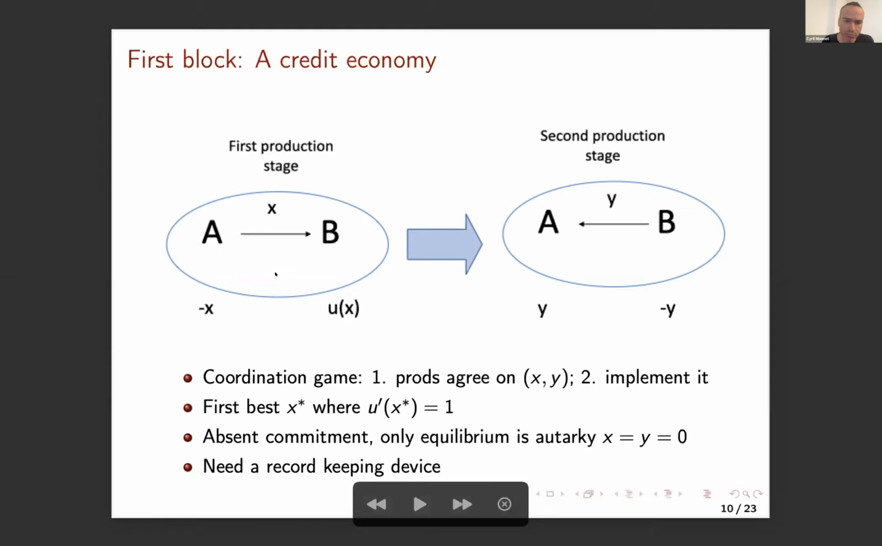Well, they are going to play a coordination game. So when they meet, Alice and Bob, they announce a pair X, Y. And if the pair agrees, then they are going to implement it. Okay, so in this setup, you have that the first best is X star given by U prime of X star equals one. And we know that absent commitment, the only equilibrium is autarky. Okay, so for these trades to go through, you need a record keeping device. Okay, so we are in a monetary world. So usually what you have is that Alice might have a coin or a token, and Bob has a token. And then Bob tells Alice, okay, give me X and I give you my token.